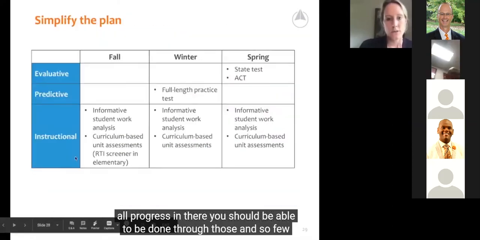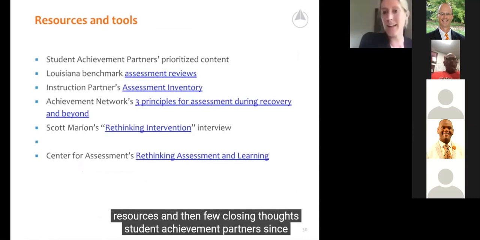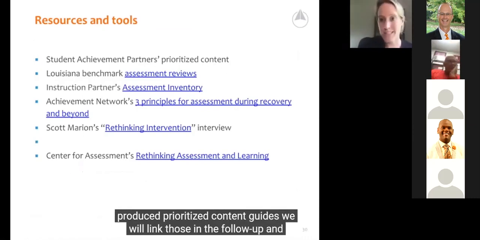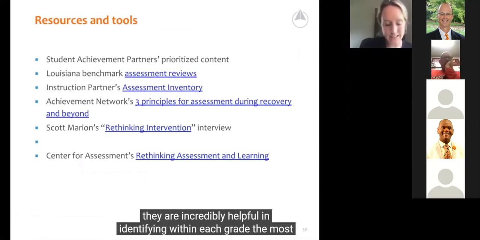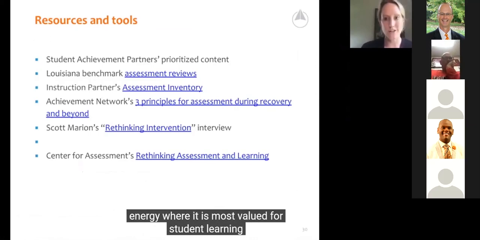And so, going the wrong way. A few resources and then a few closing thoughts. Student Achievement Partners has produced prioritized content guides. We'll link those in the follow-up, and they are incredibly helpful in identifying within each grade the most important content. Time will be precious this year, and so let's focus our energy where it is most valued for student learning.